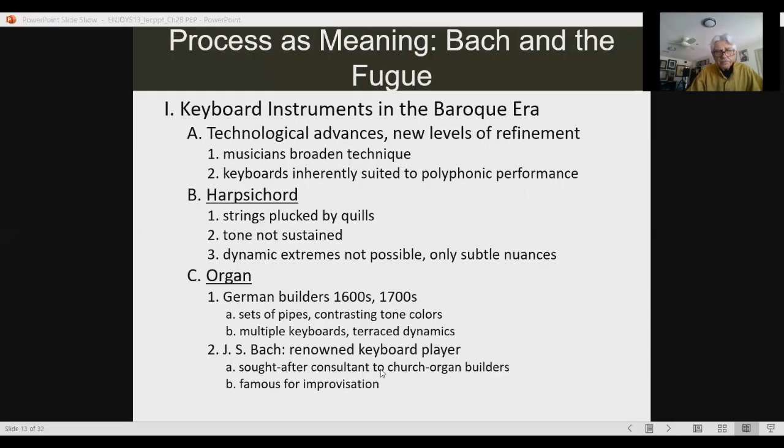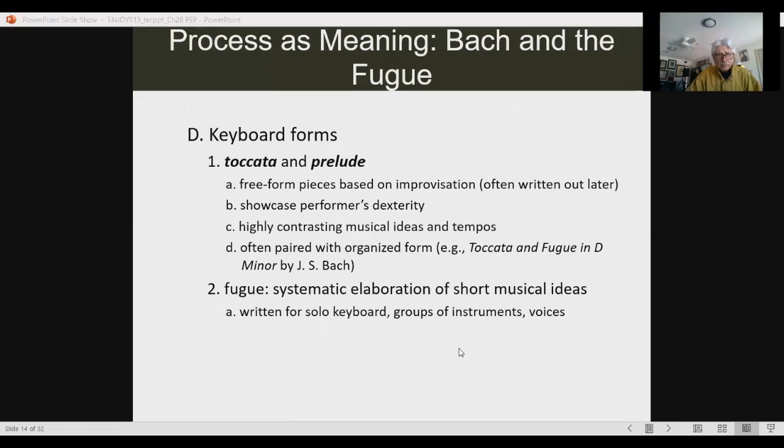So J.S. Bach was a famous organist. That was his instrument. And he was asked frequently to travel great distances to install an organ for a church and regulate it and make sure it was tuned properly and ready to play. And of course, then he would play the organ, and people would be amazed that not only was he a technician, but he could improvise amazing fugues and preludes and toccatas on the organ. So again, these are improvised sounding pieces, and a person would write that down.